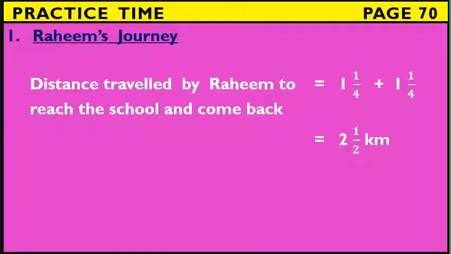Answer: the total distance travelled by Rahim to reach the school and come back is 1 1/4 to go to school plus 1 1/4 to come back home. That is 1 plus 1 is 2, and 1/4 plus 1/4 is half. So the answer is 2.5 kilometers.